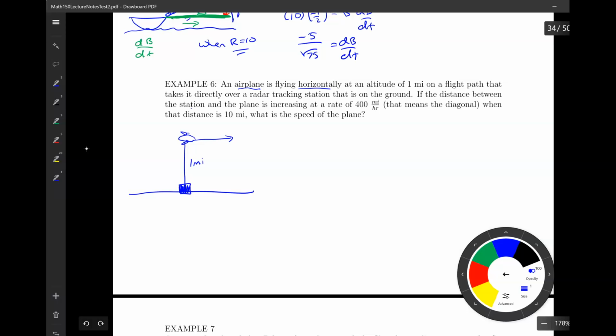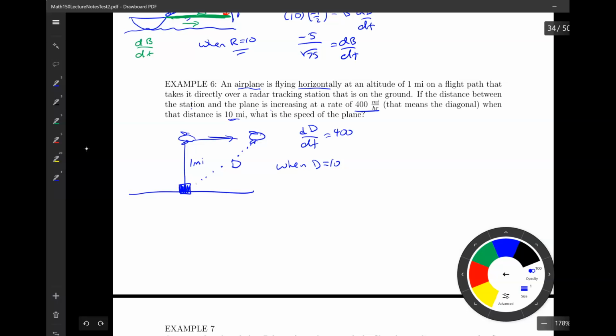If the distance between the station and the plane, so the plane would be moving along over here, the distance between the station and the plane, so that's talking the diagonal, is increasing at this rate. I'm going to label it D for diagonal, so the rate that D is changing is 400 miles per hour. It's getting larger. When that distance D is equal to 10 miles, find the speed of the plane.